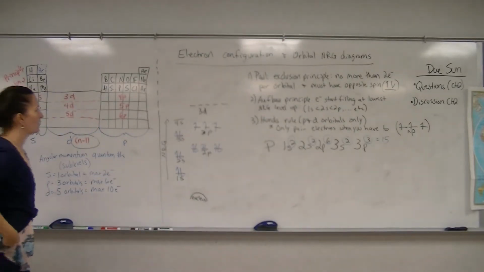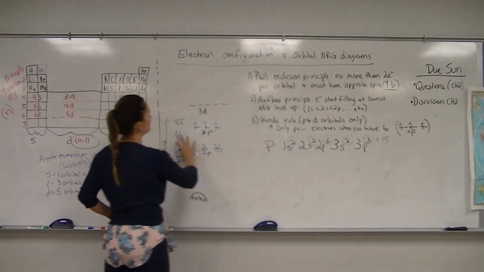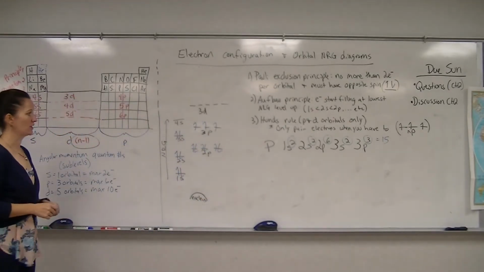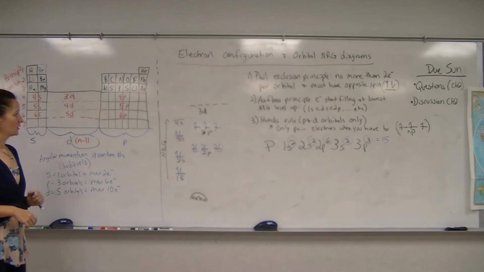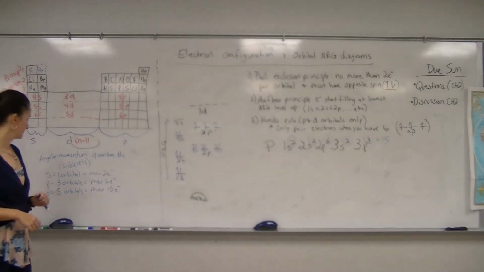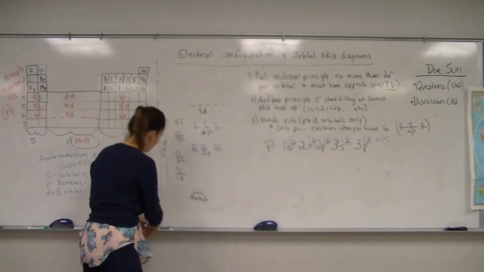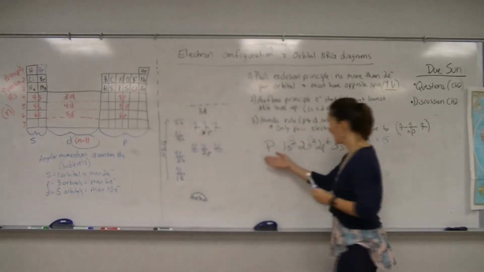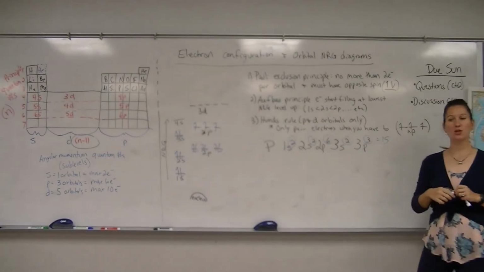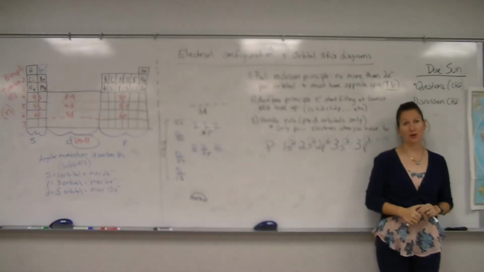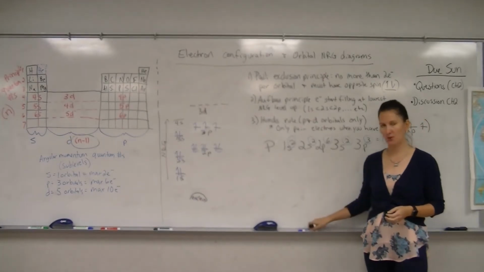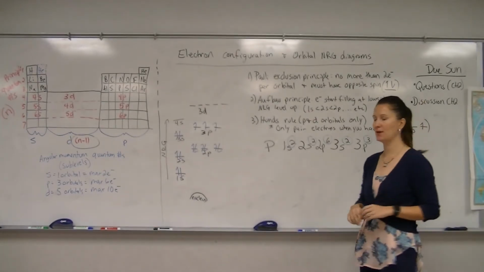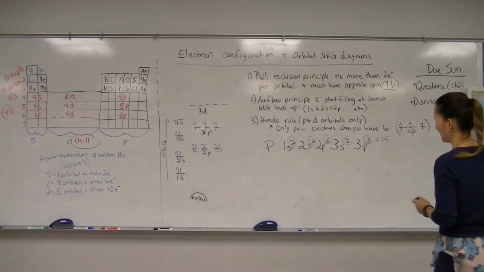So this is how we would take an electron configuration and apply it to an orbital energy diagram. Now, for practice, we're going to take this phosphorus electron configuration and write the noble gas shorthand way. I can't remember if I showed you that last class or not, so we'll do it now just to make sure you have that information.